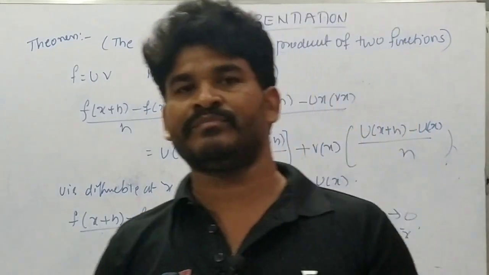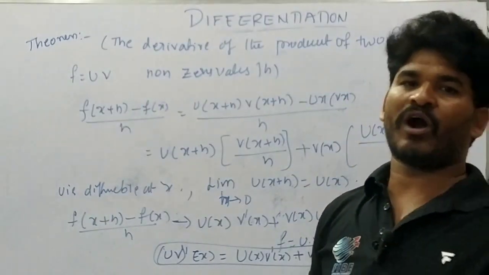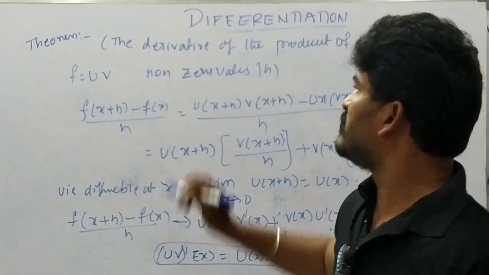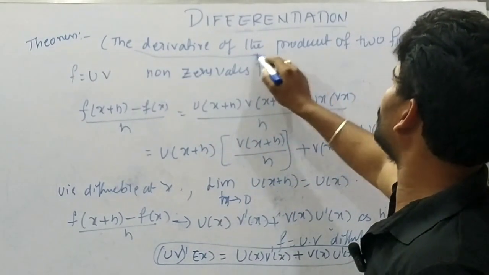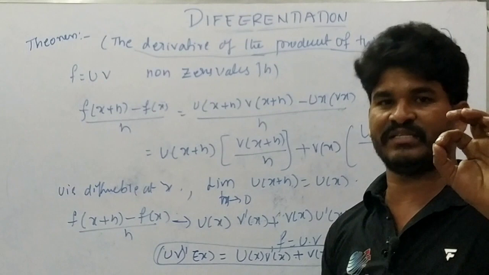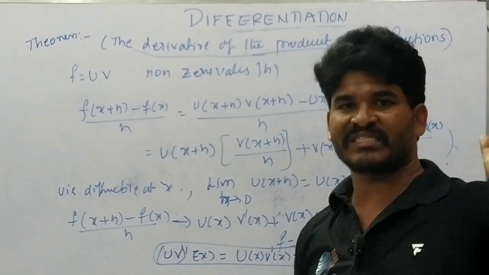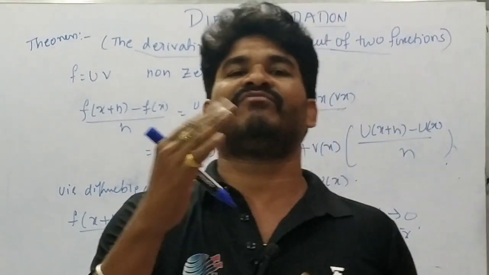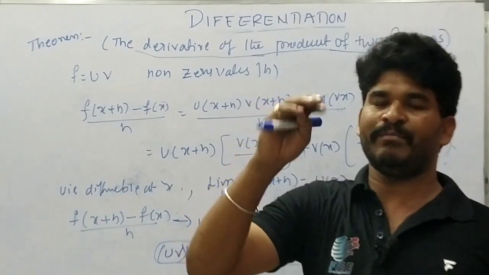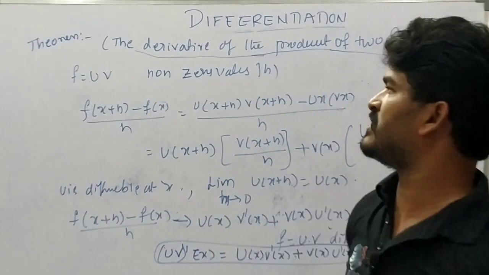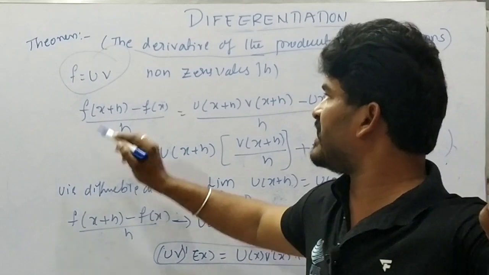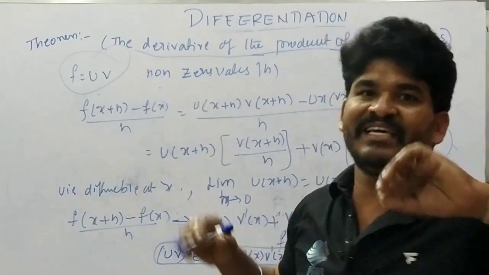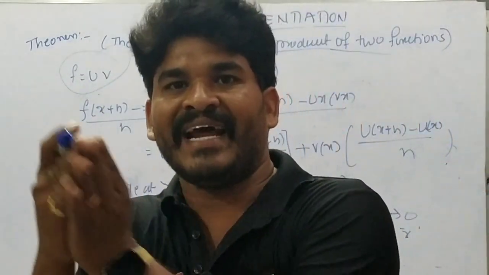What is the theorem? The theorem is the derivative of the product of two differentiable functions. Before, we discussed the sum of two functions, but here the product of two functions will be discussed. The functions are u and v, where h is non-zero.